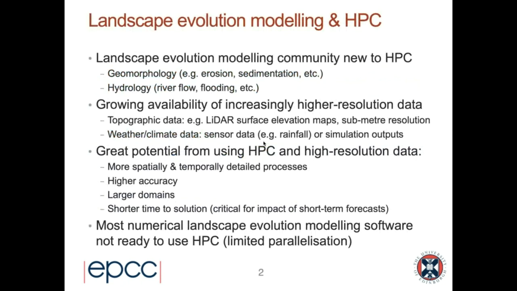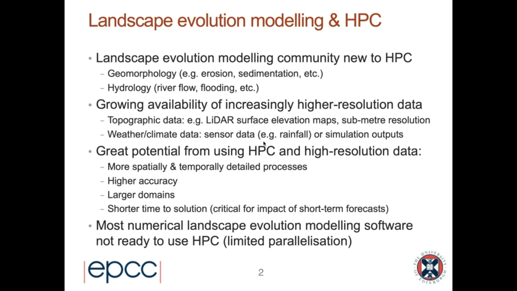So to set the scene and give you a bit of background and context for this project, it's really about the area of landscape evolution modeling. So we're going to have a look at the current situation with regards to landscape evolution modeling and HPC. The landscape evolution modeling community is still relatively new to HPC. And when I say landscape evolution modeling, I'm talking specifically about geomorphology, including such processes as erosion, sedimentation, etc., as well as hydrology within the context of landscape evolution, namely river flow and also flooding, and the impact this has on the short-term and long-term evolution of the landscape.